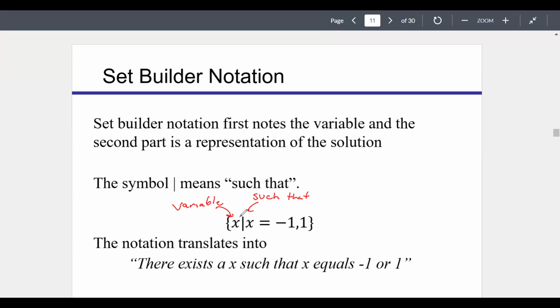So what we have is a variable. We're trying to figure out what that variable is. There is a variable such that it is going to be equal to, or somehow described by, what comes here. We have the variable, then such that, and then the description of that variable. In this case, there exists an x, that's my variable, such that x is equal to -1 or 1. So that is my descriptor right here.